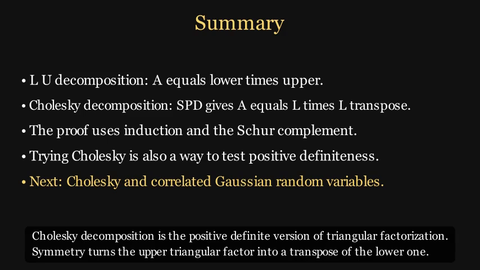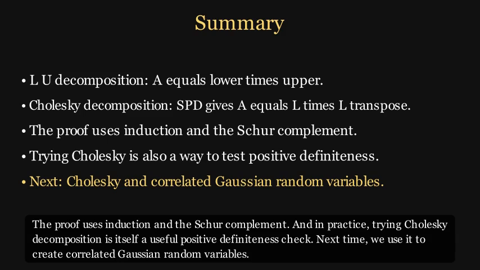Cholesky decomposition is the positive definite version of triangular factorization. Symmetry turns the upper triangular factor into a transpose of the lower one. The proof uses induction and the Schur complement. And in practice, trying Cholesky decomposition is itself a useful positive definiteness check. Next time, we use it to create correlated Gaussian random variables.